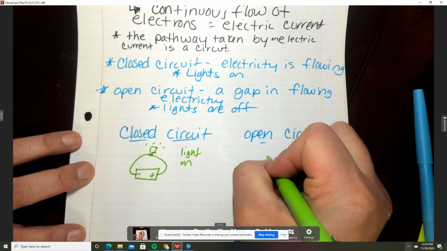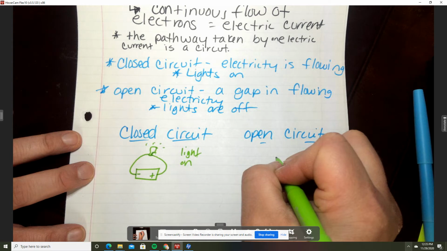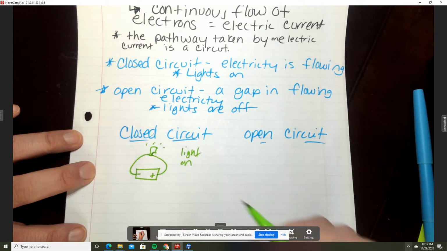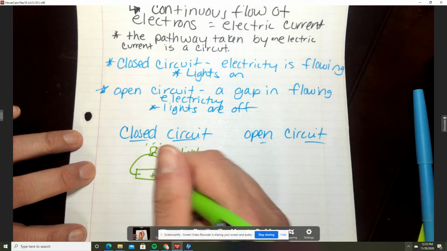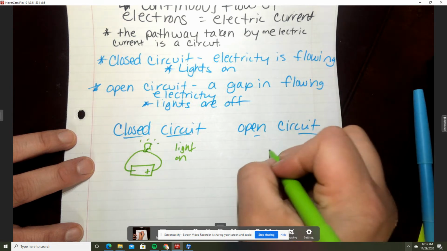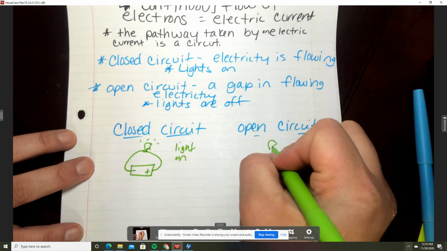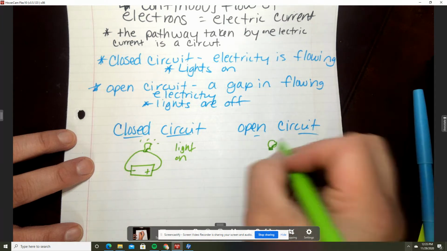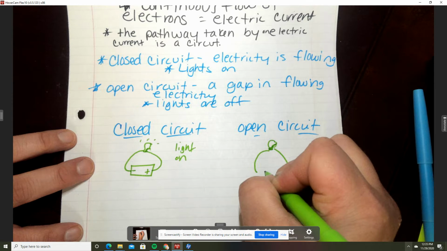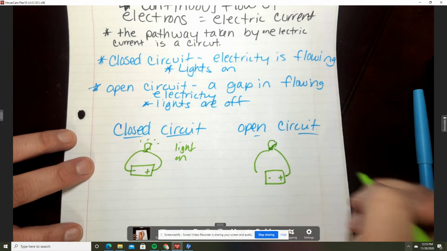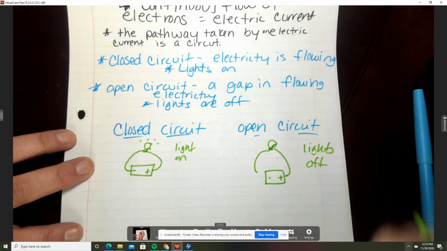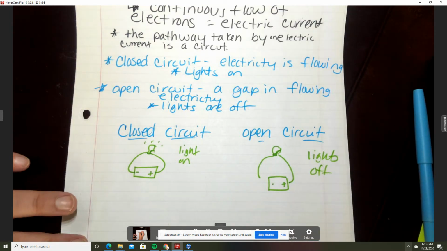If I have a closed circuit, I think I just said that backwards. Closed circuit is when the lights are on. There's no gap. An open circuit is when the lights are off. They have a gap. So there could be one side that connects, but if it doesn't go all the way, it doesn't connect. It's not going to have the light on. Okay?